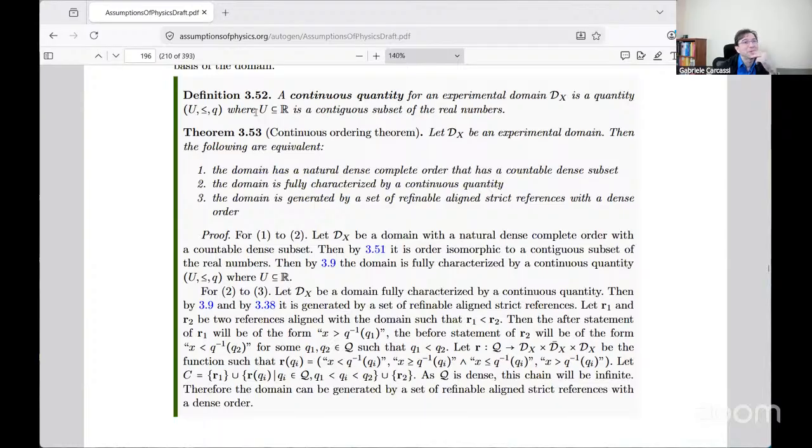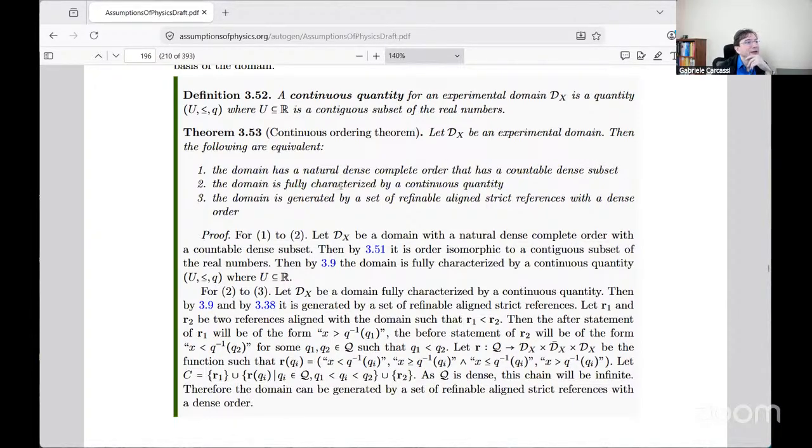Of course, one in principle can then join different subsets and make something more complicated. We just don't call that a continuous quantity. It's going to be some other more complicated thing, but in principle you can have it. And so now we have, as before, dx is an experimental domain, then the domain has a natural dense complete order that has a countable dense subset.